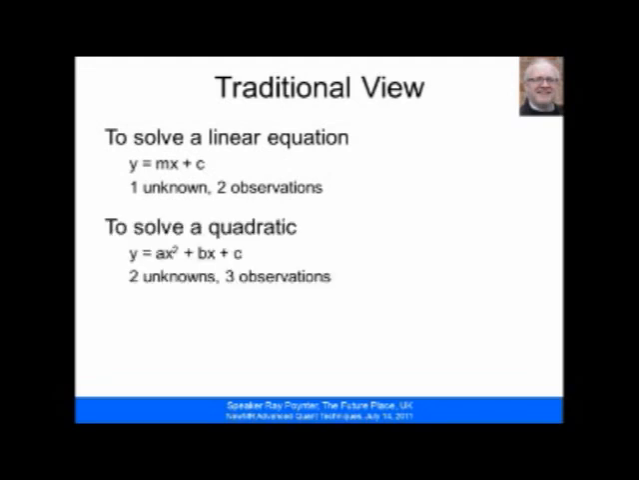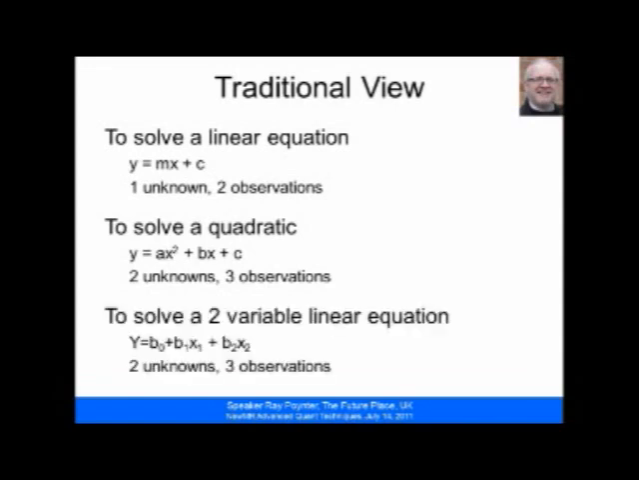If we wanted to solve a quadratic, something like y equals ax squared plus bx plus c, to take you back to high school, we've got two unknowns. We've got the x and the x squared effectively. So we're going to need 3 observations. If we've got 3 points on our graph paper, we can actually plot that quadratic. There's only one quadratic going to go through those 3 points.